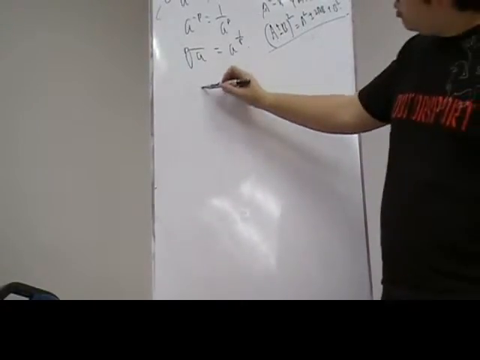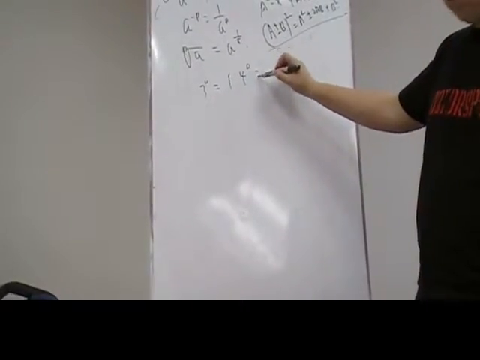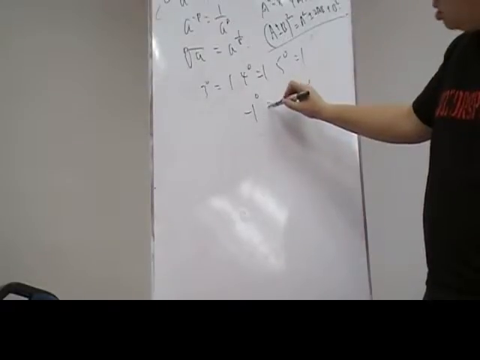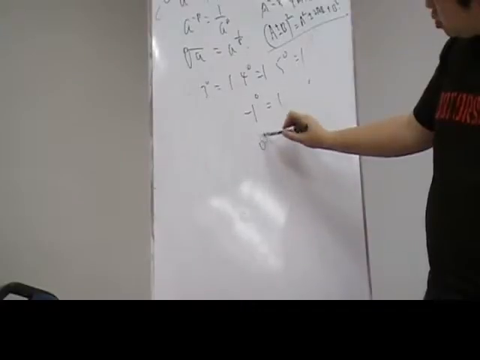So what do you have? 3 to the power of 0 equal to what? 1. 4 to the power of 0? 1. 5 to the power of 0? 1. Minus 1 to the power of 0? 1. Okay, good. 0 to the power of 0? 1.